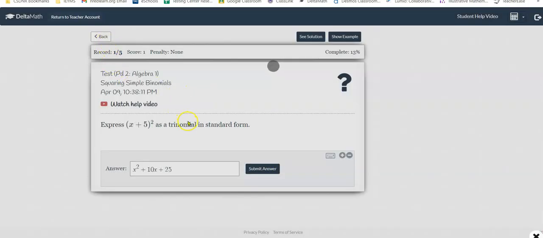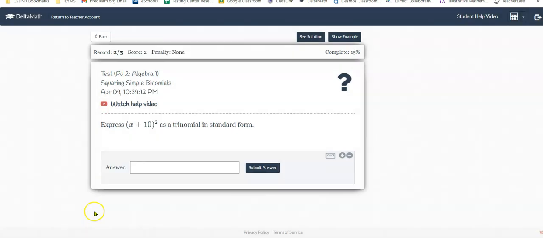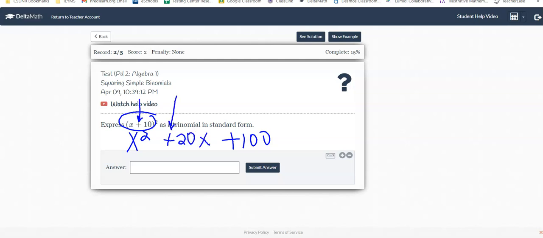So we're going to do this one more time without expanding it out: squaring the first, squaring the last, and doubling the product of the two. Alright, so let's take a look. We're going to square the first, square the last, and then find the product of the two, which is 10x, and double it to 20x. Because this is a plus, we will have a plus. x squared plus 20x plus 100.